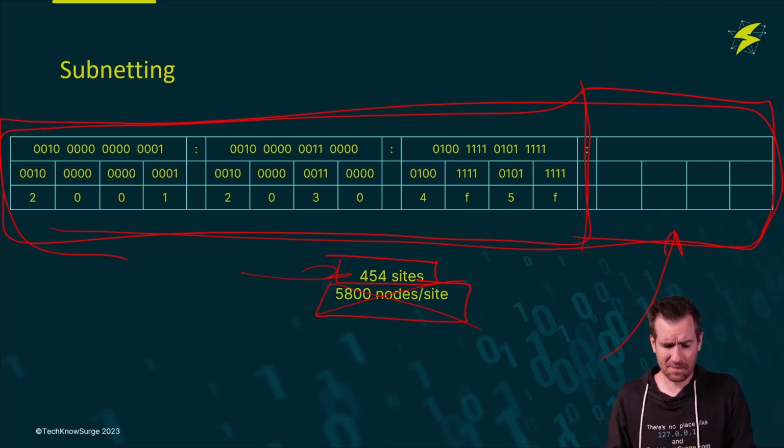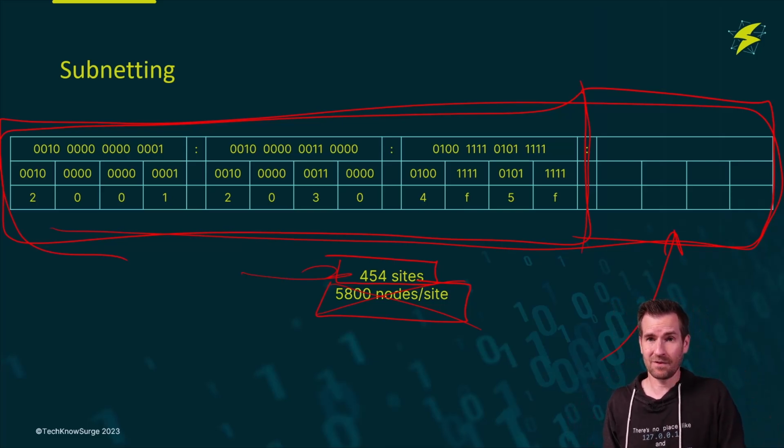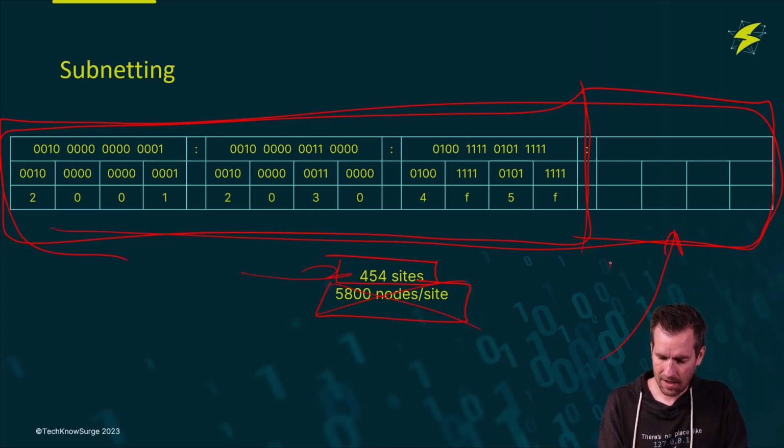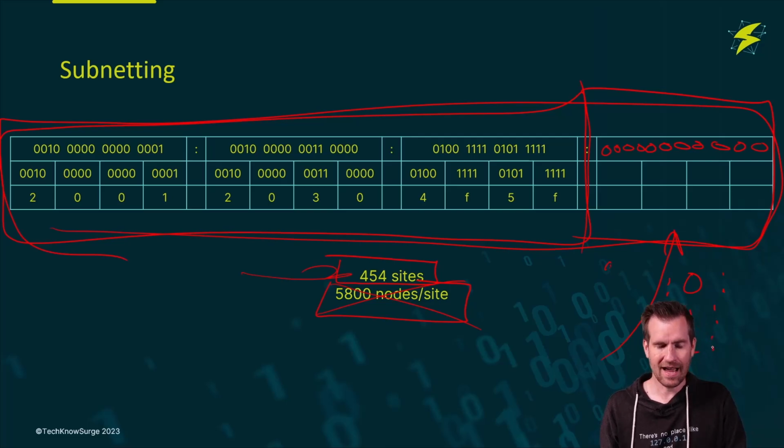And because this is pretty straightforward, we just need 454 sites. We just start naming them off. The first one's going to be all zeros here, 0000. So if we condense this down, this would just be a zero. So :0:, right? The next one would be :1:. The next one, :2:.